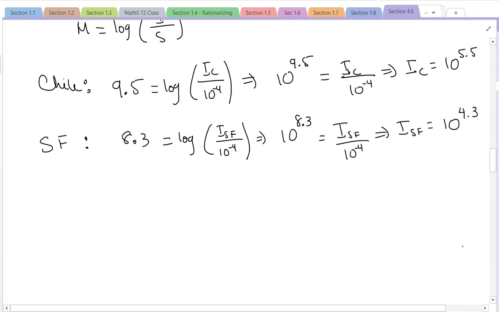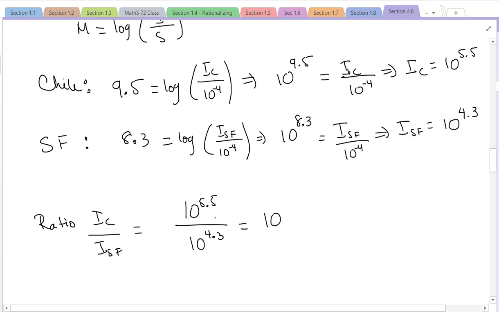So how much bigger is one than the other? We want to look at the ratio of I, the intensity of Chile divided by the intensity of San Francisco. So what this means I have is 10 to the 5.5, the intensity of Chile, divided by the intensity of San Francisco. And when we do that, if we're dividing the same bases, therefore we can subtract the exponents. So I have 10 to the 5.5 minus 4.3, so that gives us 10 to the 1.2. When we put that in our calculator, we get 10 to the 1.2 is 16.